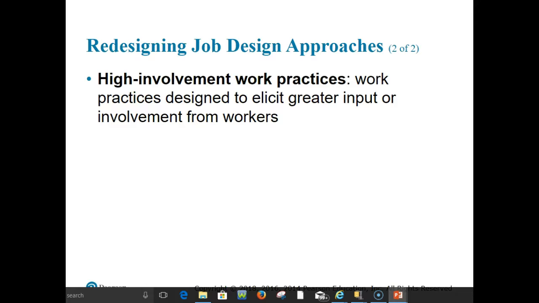Now, one stream of research that's relevant to proactive work design is high involvement work practices, which are designed to elicit greater input or involvement from workers. The level of employee proactivity is believed to increase as employees become more involved in decisions that affect their work. Another term for this approach, which we discussed in earlier chapters, is employee empowerment. So again, high involvement work practices are work practices designed to elicit greater input or involvement from workers.